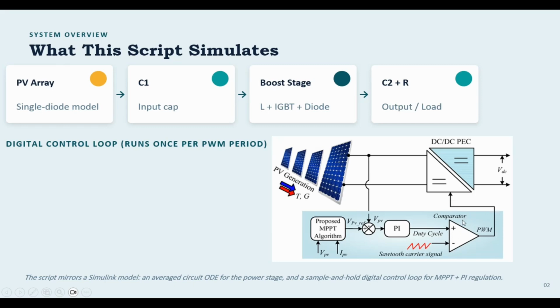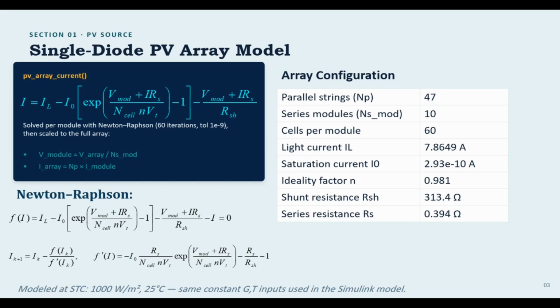So really there are two different clocks running in this simulation, a very fast one for the circuit itself, and a slower one for the control decisions. Keep that in mind, because it shows up directly in the code. Let's start with the PV array itself.